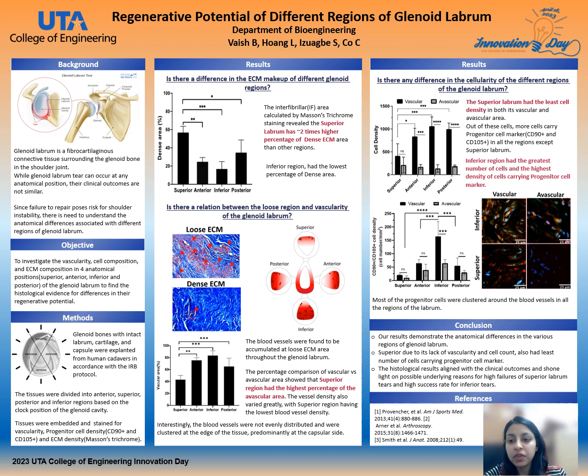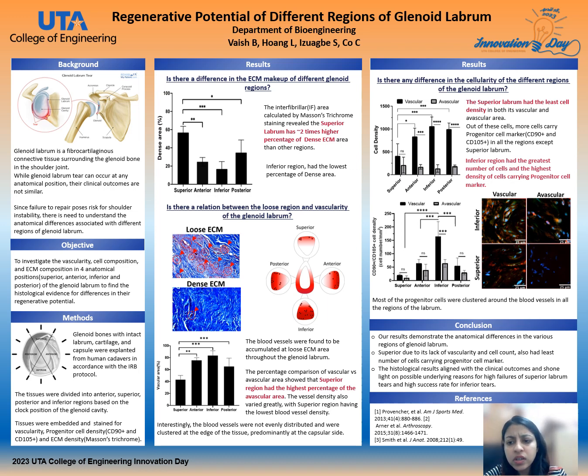The first thing we found was that there was a stark difference in the ECM compositions of the different regions, namely the superior region, which is shown to be the poorest in regenerative potential, had the highest percentage of dense ECM area. And the inferior region, which is clinically shown to have the best outcomes after surgical repair, had the least percentage of dense area associated with it.